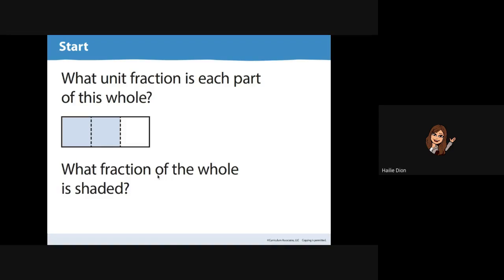Now, what fraction of the whole is shaded? That's when we go in and we count the blue squares comparing to the white. And 2 out of the 3 are shaded. So 2/3 is the fraction.